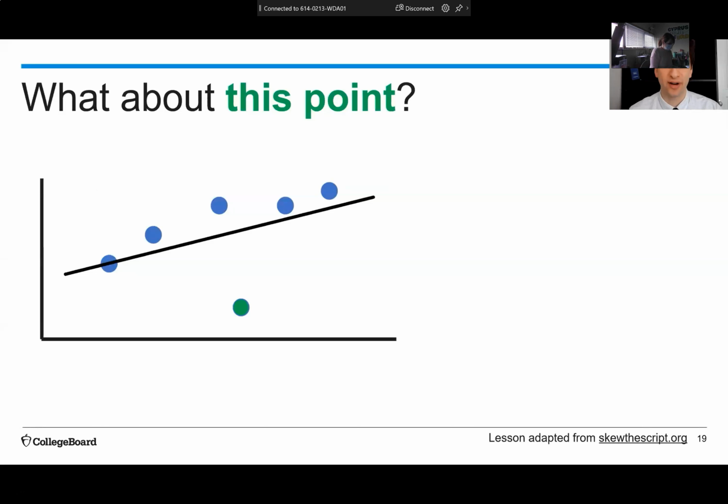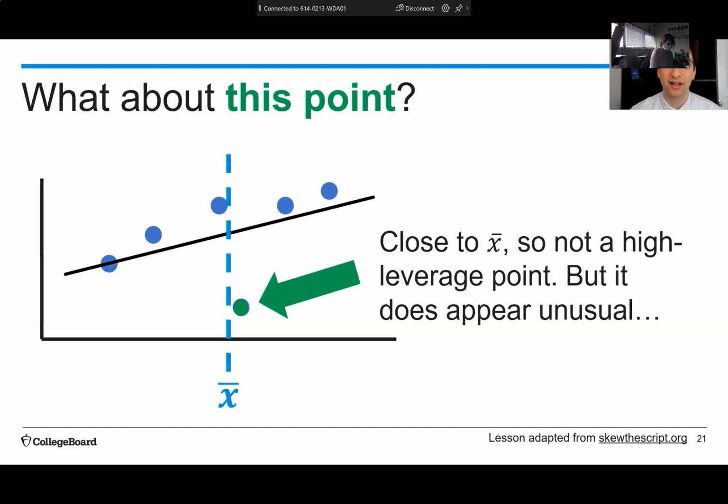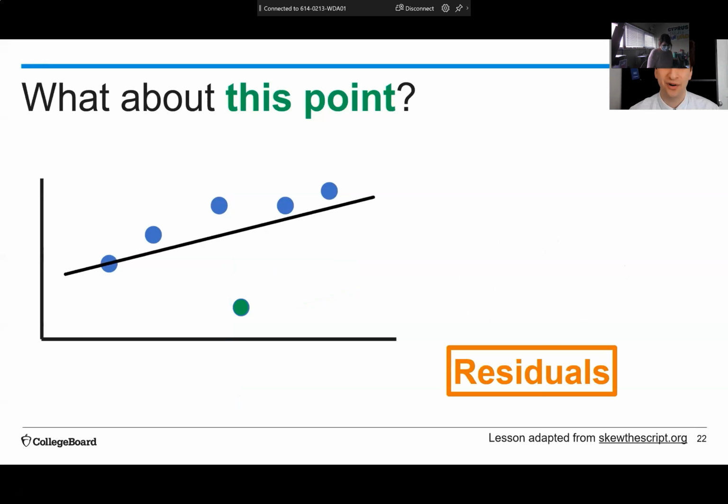So what about this point right here? Here's a very simple example, just here 6 data points. And we can see here's our least square regression line for these data points. And this point in green towards the bottom, what kind of point is that? Well, it's close to the mean of our x variables, so it's not necessarily a high leverage point because it's very close to that mean point. But it does still appear unusual. So how can we still categorize it?